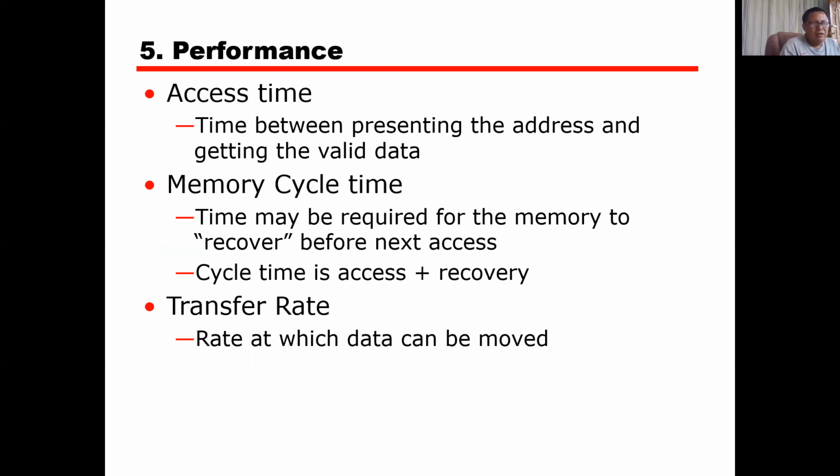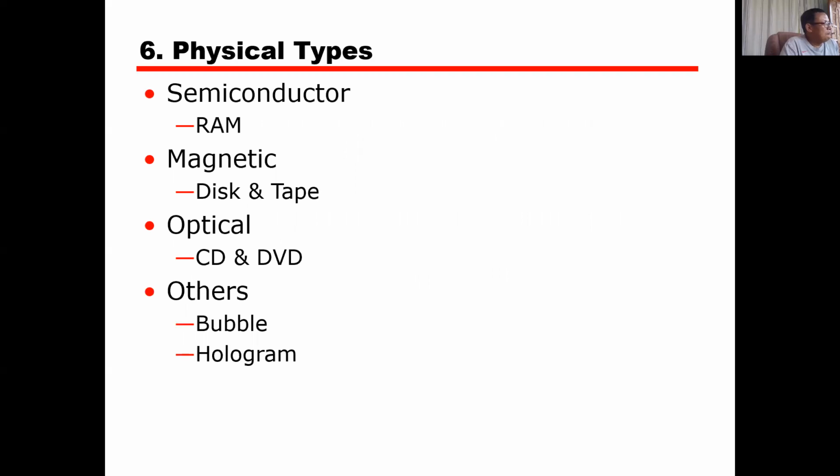Access time, how many bytes per second? Memory cycle time, the time that may be required. There are wait states, so sometimes the access time may be smaller than the memory cycle time because of the wait states. And the bottom line is performance is measured in terms of the rate at which data can be moved, megabytes per second.